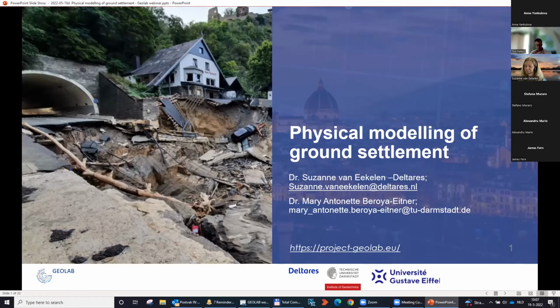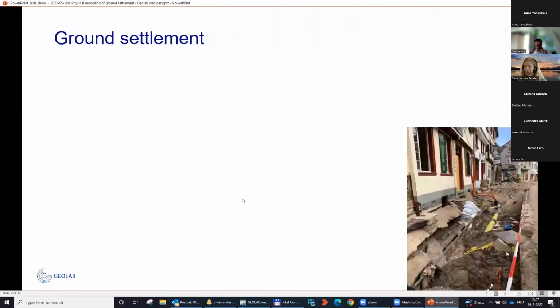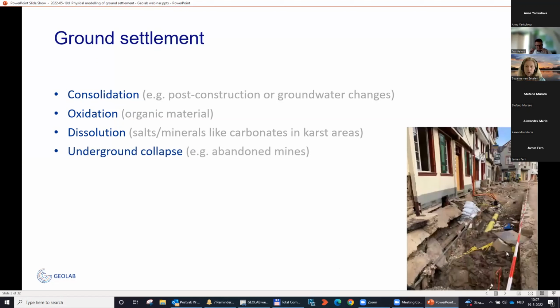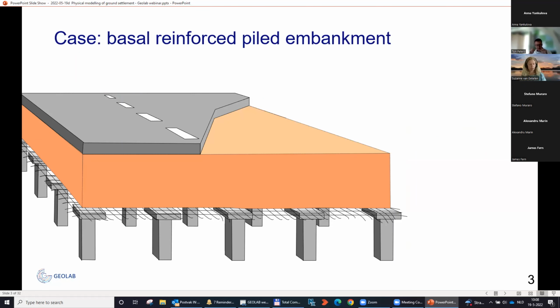Hello, my name is Suzanne van Ekelen. I'm from Deltares, and I'm speaking also on behalf of Tonette Beroya Eitner from Darmstadt University. We will look at physical modeling of ground settlement, and what the reason for this research is. We can think of consolidation, oxidation, dissolution of salt minerals like carbonates in karst areas, underground collapse, clay shrinking, or erosion. We will have a case that's a piled embankment.